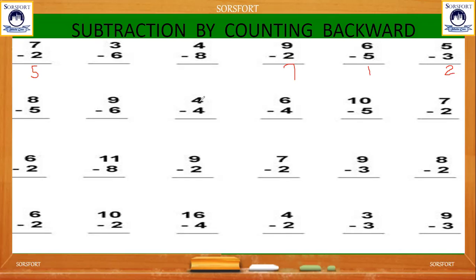See now here, 4 fingers you can open. 4 you can close. What is the answer? 0. 9 fingers you can open. 6 fingers you can close. How many fingers are open? 3. Again 8 fingers you can open. Minus 5. 5 fingers you have to close. Now how many fingers are open? 3. Remaining problems you can practice.